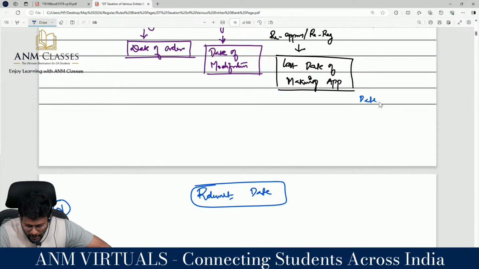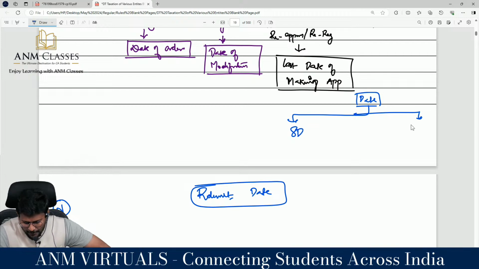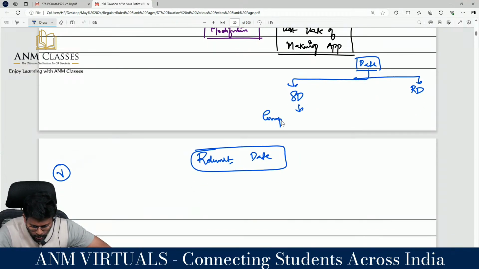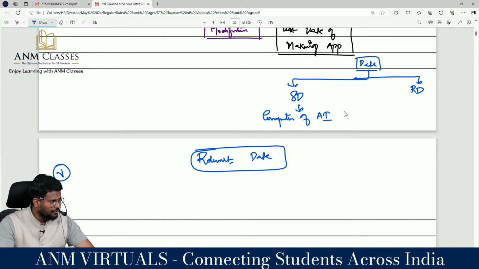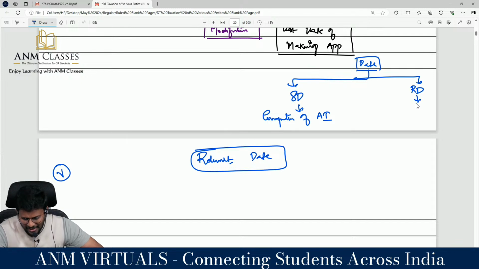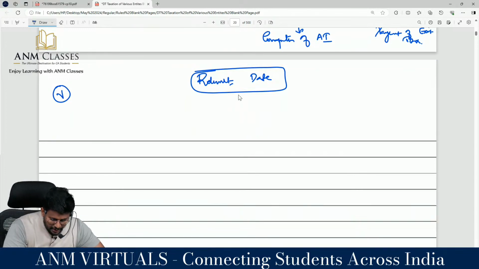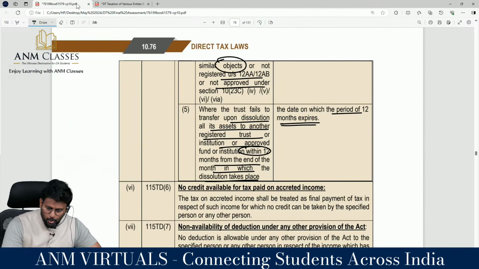We are having two dates, my dear lovable students. Number one, specified date; number two, relevant date. Specified date is for computation of accreted income, and relevant date is for payment of tax, exit tax. And to calculate the 14 days, I will look at the relevant date. I will divide this relevant date like this, I will draw a chart.